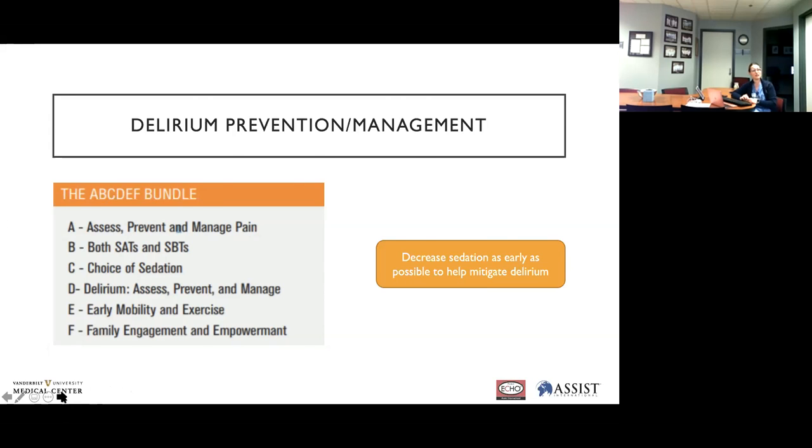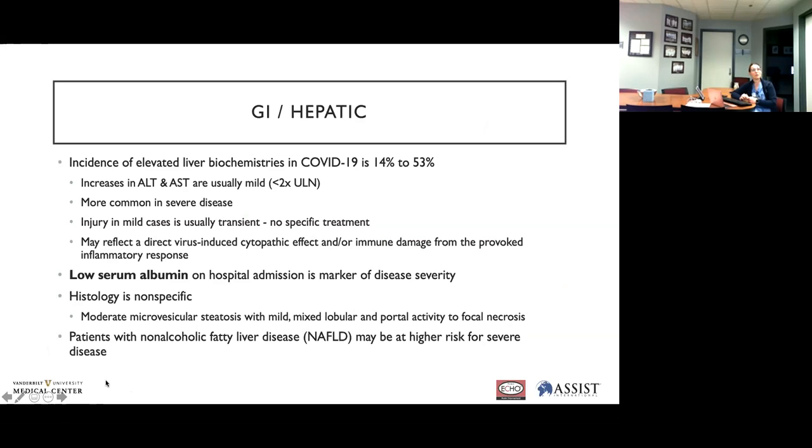Go ahead and advance that slide. We have seen that these patients have GI and hepatic abnormalities. The incidence of elevated liver biochemistries in these patients is anywhere from 14 to 53%, but they're usually mild, so about 2 times the upper limit of normal, or even a little bit less than that. They're more common in patients with severe disease, and this is usually transient, so no specific treatment for these elevations in liver studies. This could be from either direct virus-induced damage or as a result of immune damage.